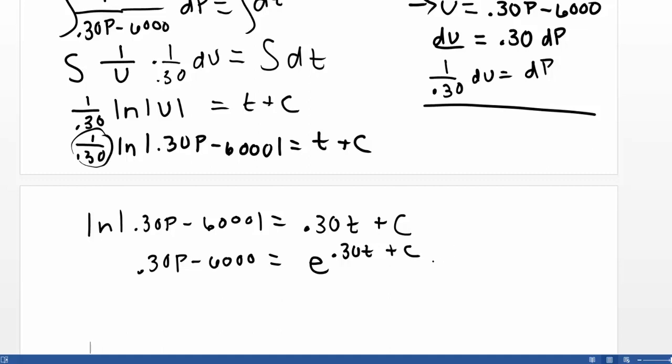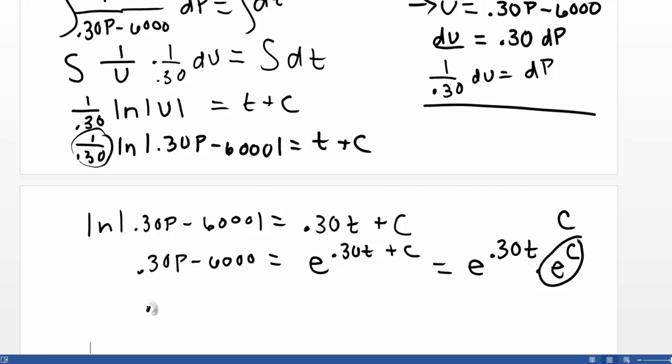Now, something that happens here quite often is an algebra rule that you may or may not remember. So let's look at the e term for a minute. We can rewrite this as e to the 0.30t times e to the c, because when they have the same base, you add their powers. So we're going in the opposite direction. And the reason why we're doing that is because e to the c, remember c is just some number, is just another number.